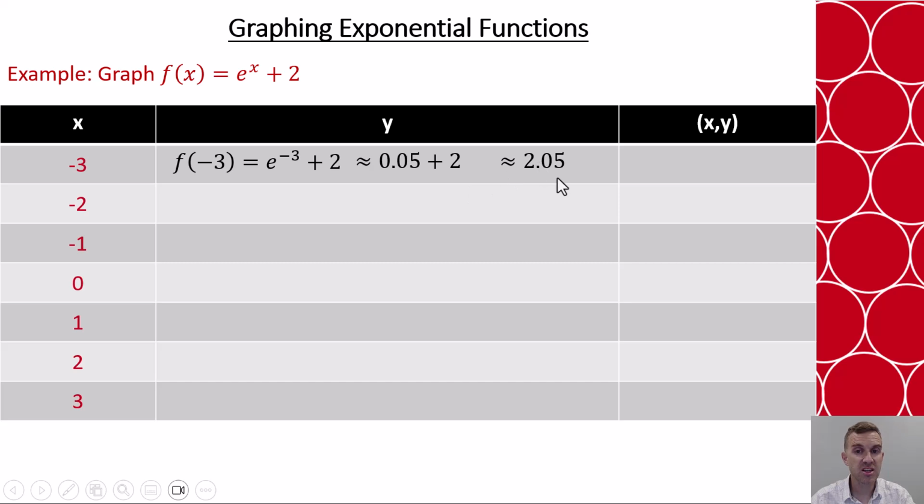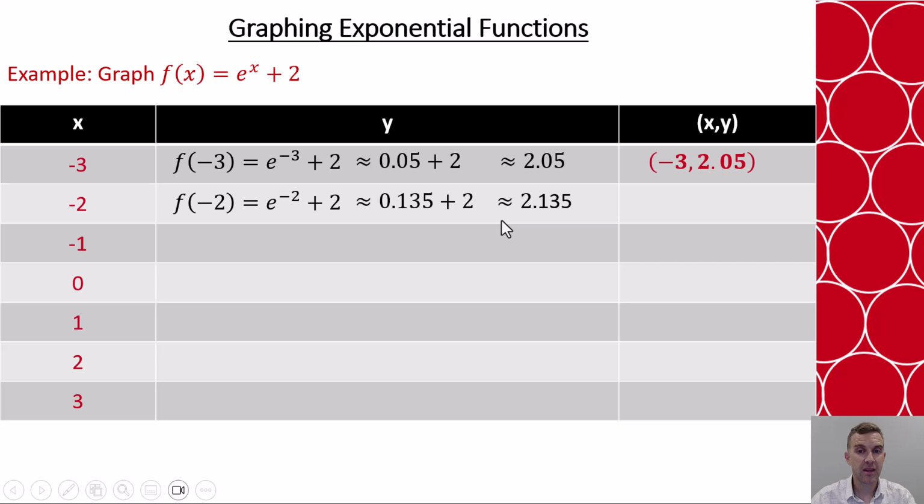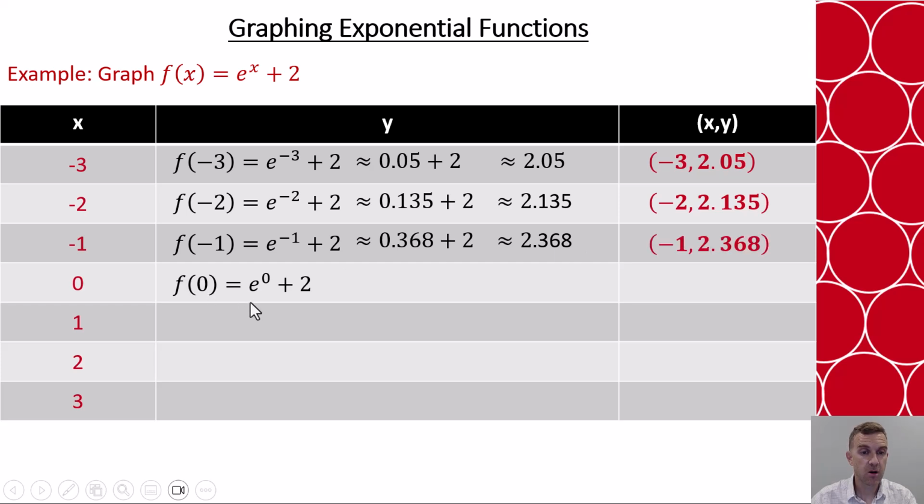That's going to give us approximately 2 and 500ths. Then when we do -2, that'll give us approximately 2 and 135 thousandths. See, it's just a very small change. As we get to -1, that's going to get us to 368 thousandths. When we get to 0, that's going to take us straight to 3 because e to the 0 is 1.